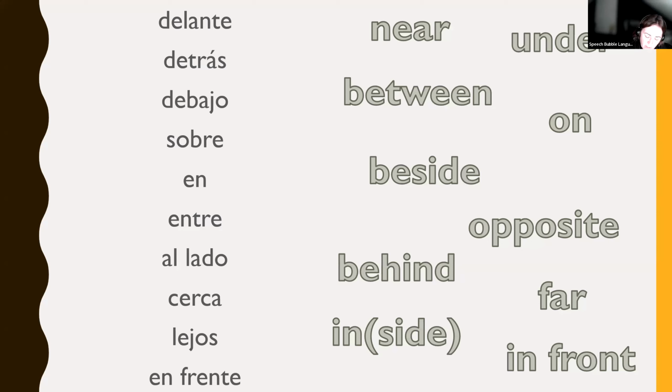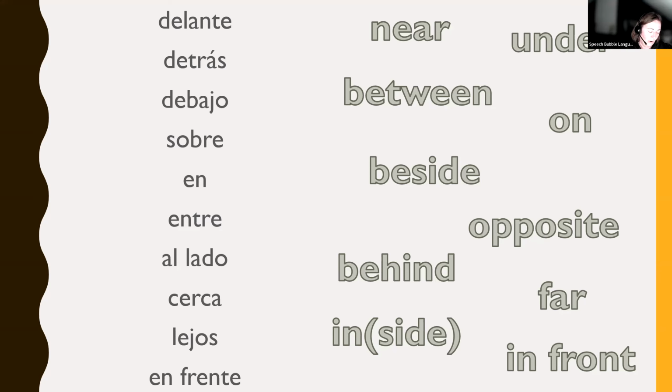Cerca is near. So cerca, we got that one. Okay. Take a guess, Lorna. What do you think it might mean? Pick a word. I think en is in. En, as in inside? Yeah. Okay. En is in. In or inside.